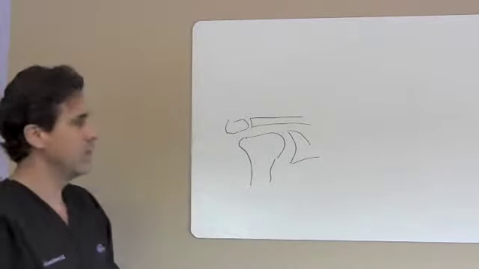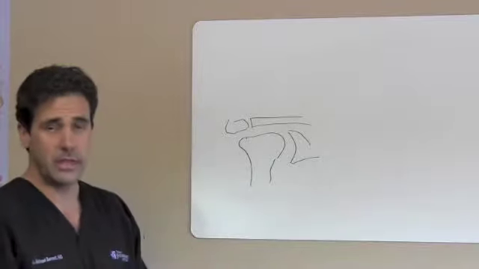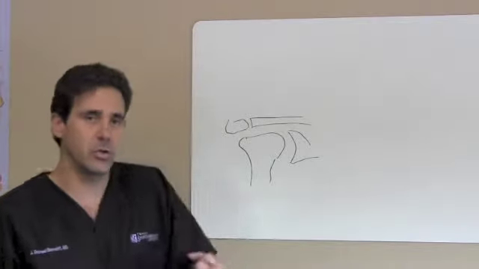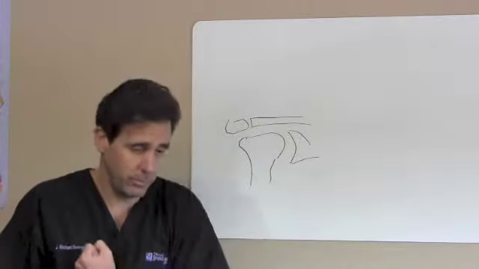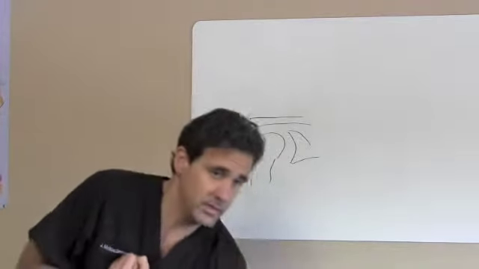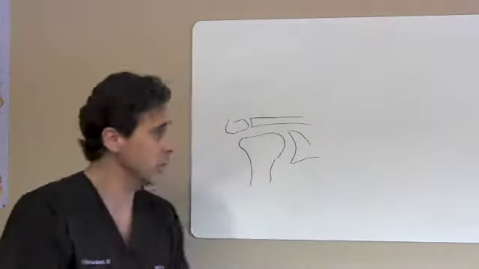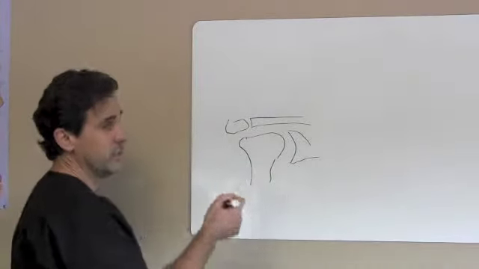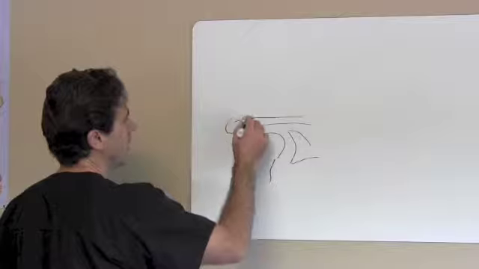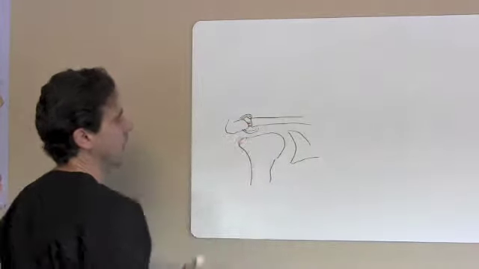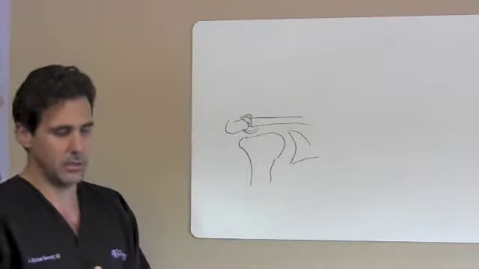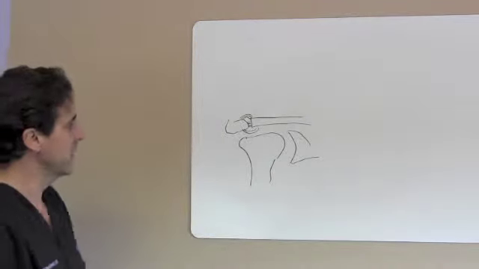So when an athlete or anybody falls on what we call an adducted shoulder, with their shoulders tucked in their side, such as a football player that has the ball tucked in the side, he lands on that shoulder and boom, hits the shoulder. What becomes injured are the ligaments that support that acromioclavicular joint complex there.